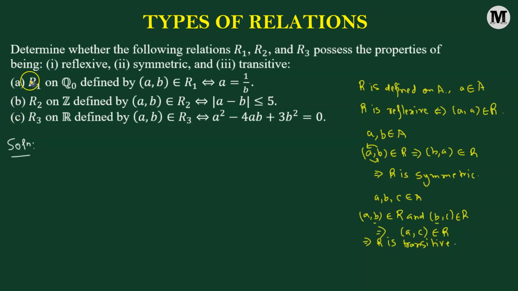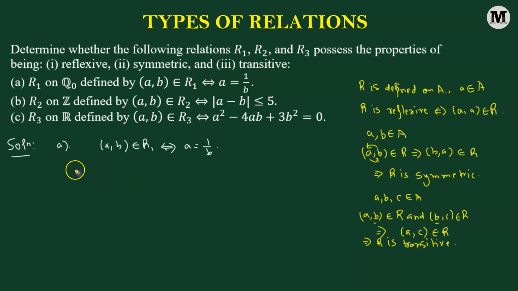So here we are provided with three relations R1, R2 and R3. We're going to check whether they are reflexive, symmetric or transitive using the definitions. Let's start with our first one. Here we have a relation R1 on Q0, where Q0 represents the set of all non-zero rational numbers, and it is defined as the ordered pair (a, b) belonging to the relation R1 if and only if a equals 1 over b. So that's the definition. Now using this we are going to check for its reflexivity, symmetry and transitivity.